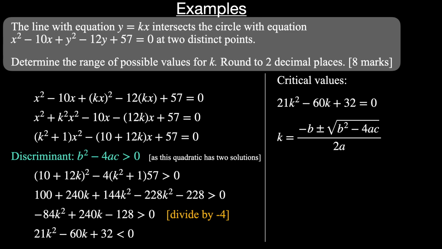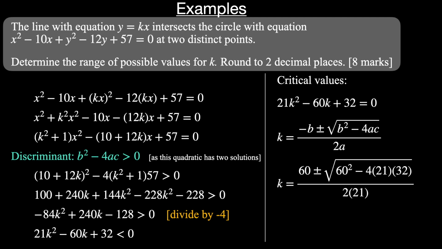K equal to negative b plus or minus the square root of b squared take 4ac over 2a. Plug b, a and c in there. Hopefully you are pretty good at that by now. B is negative 60, a is 21, c is 32. Plug those in. I would suggest pulling out your calculator. Don't bother doing anything else. You could simplify these numbers if you want to, but why not just plug it all in as is? Plug that into a calculator.